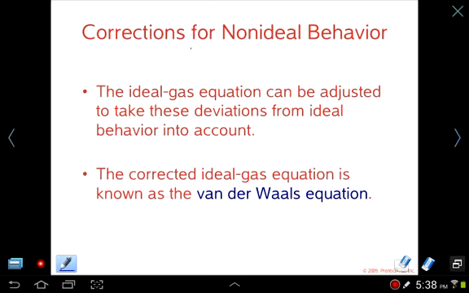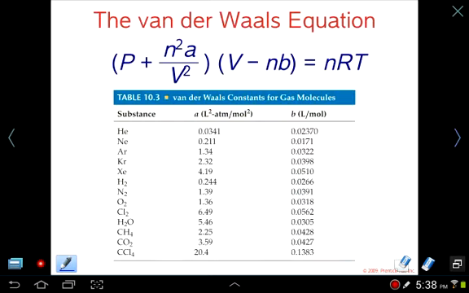Remember, our ideal gas law is PV equals nRT, and this gas law is good enough for most cases, but if we take a look at the extremes, this gas law is not perfect. It does not work well. So we're going to correct it, and this new gas law will be called the van der Waals equation, after Mr. van der Waals. And here's what it looks like.